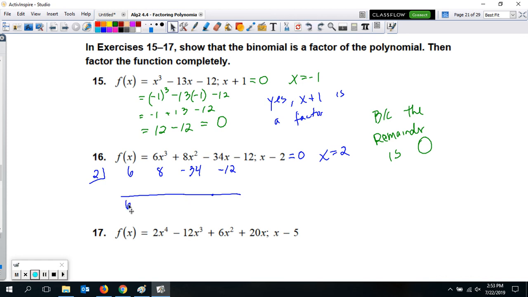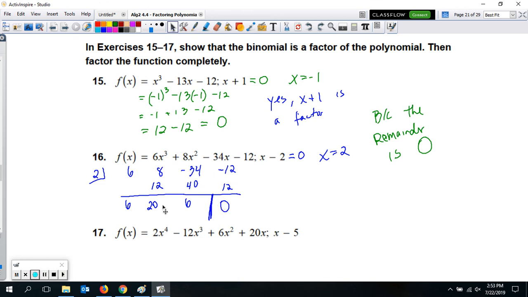So now we're going to multiply 6 times the multiplier number. That's going to be 12. And then combine these two together to make 20. And now 20 times 2 is going to give you 40. That goes underneath the -34. Combine those together, that's going to give us 6 down below again. So when we multiply, we're going to get 12 again. And when we combine, here we get a 0 for this last one. I always separate that last one to show that it is the remainder.